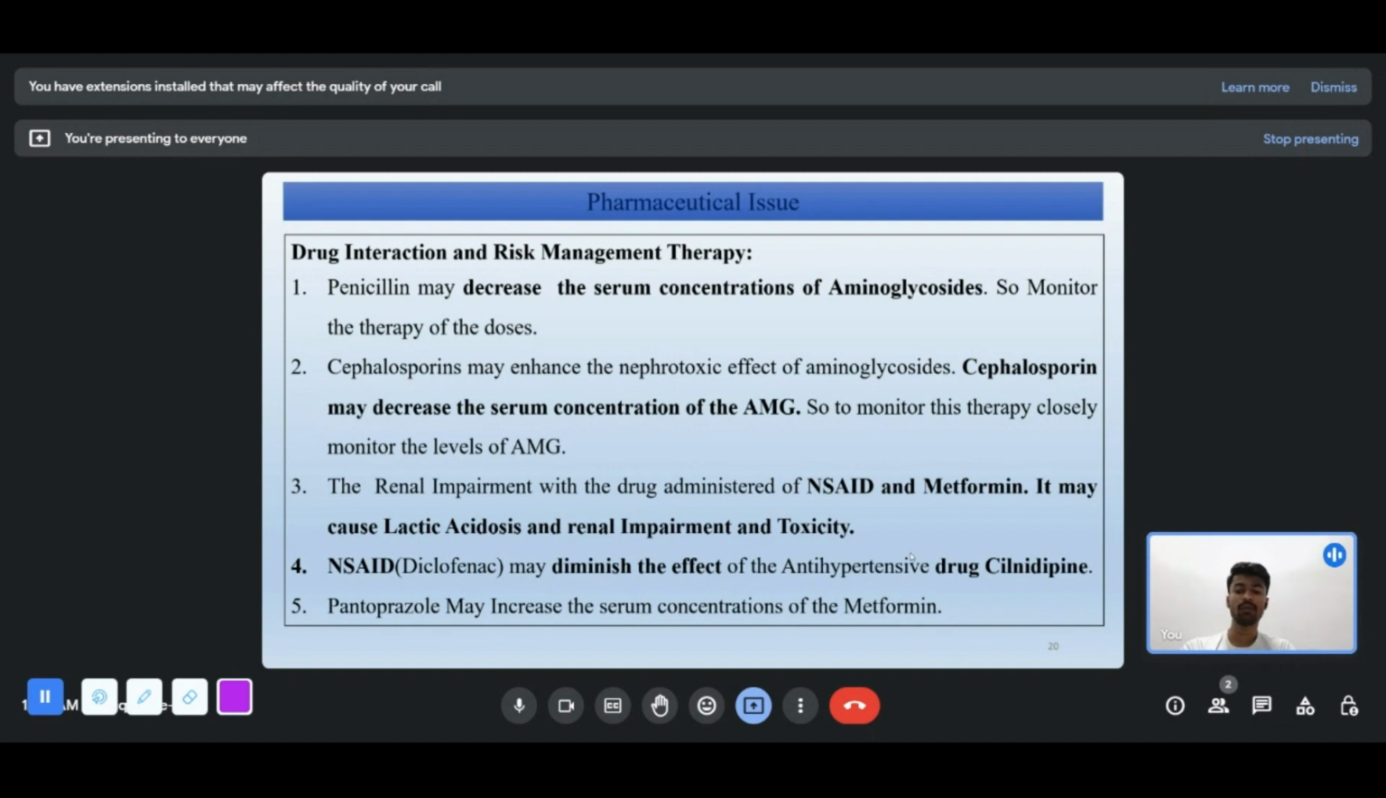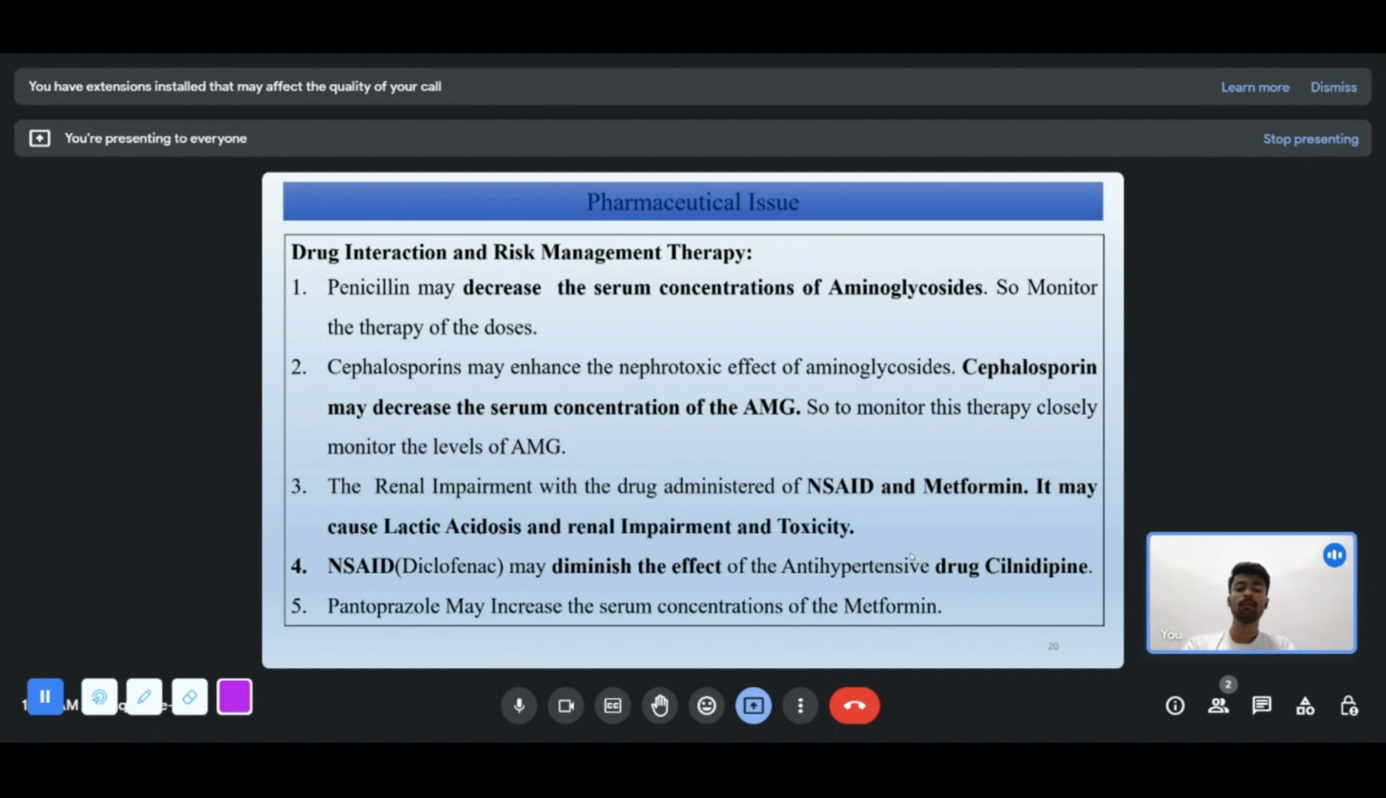Next, cephalosporin may enhance the nephrotoxic effect of aminoglycoside. Cephalosporin may decrease the serum concentration of aminoglycoside. So monitor the therapy closely. Monitor the levels of aminoglycoside. We have to increase the dose of aminoglycoside due to it being decreased by cephalosporin.